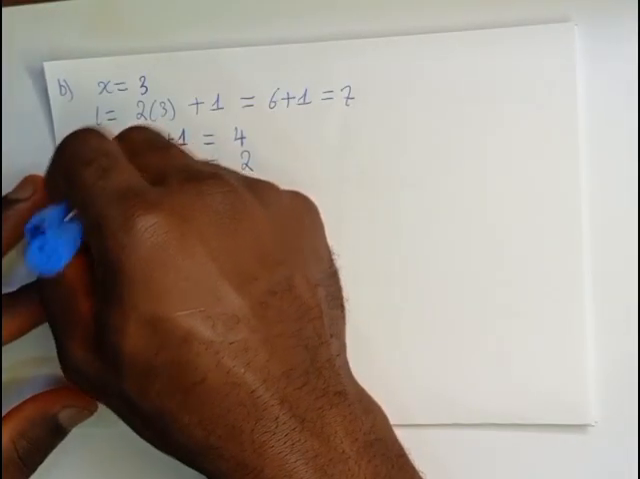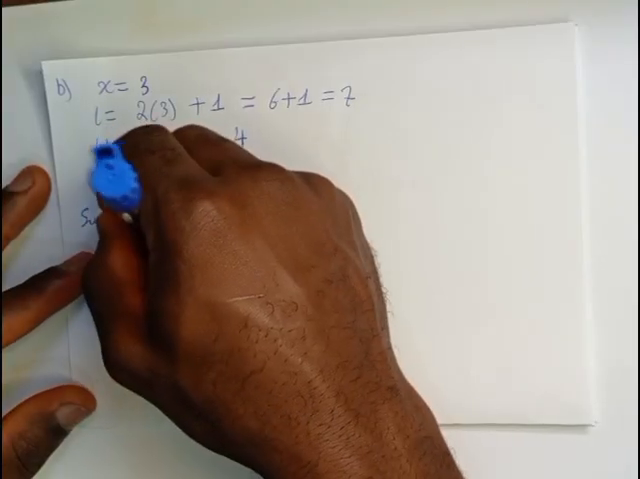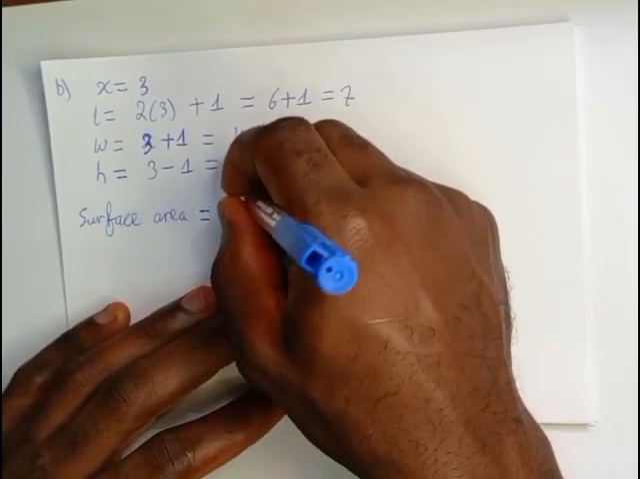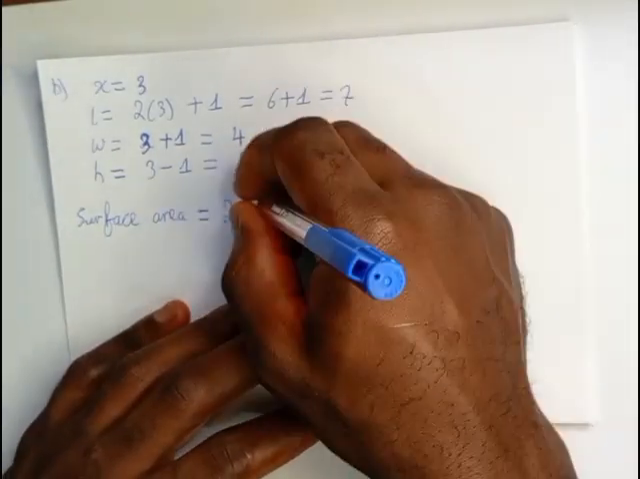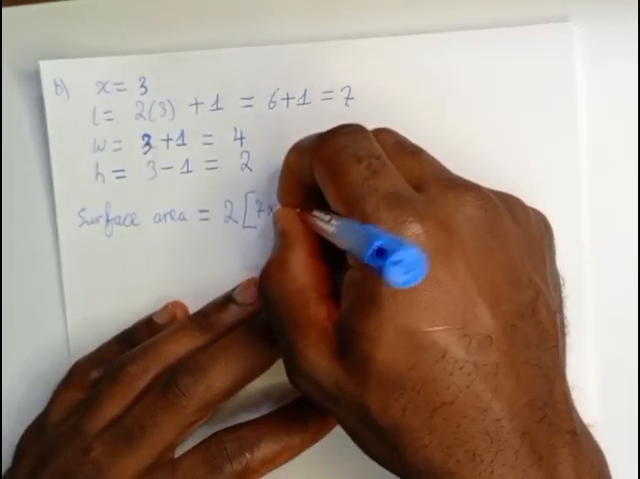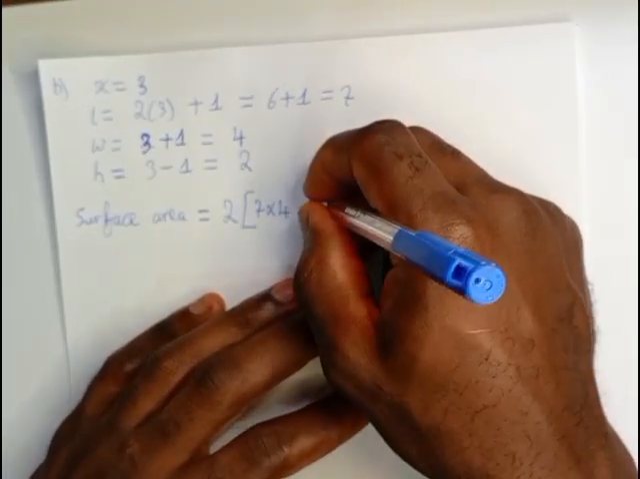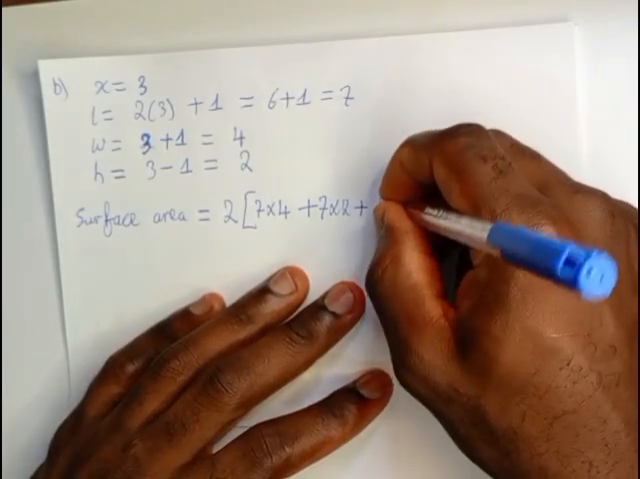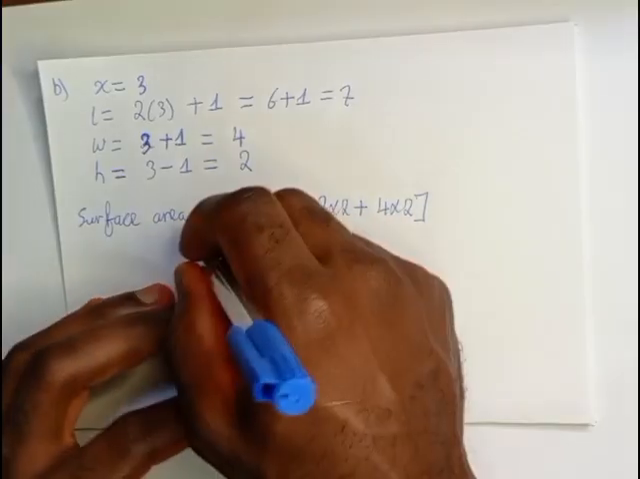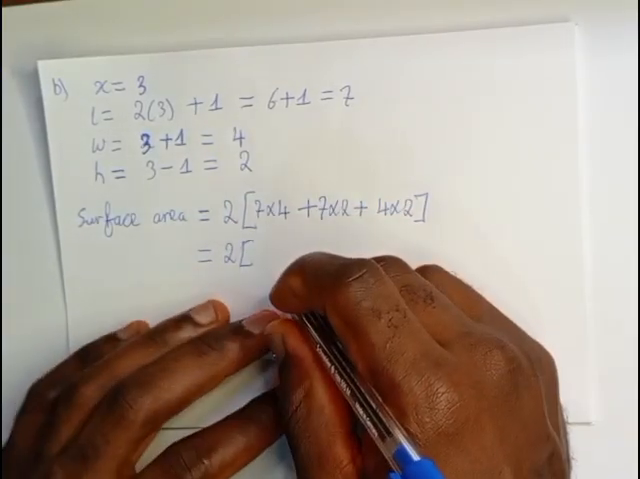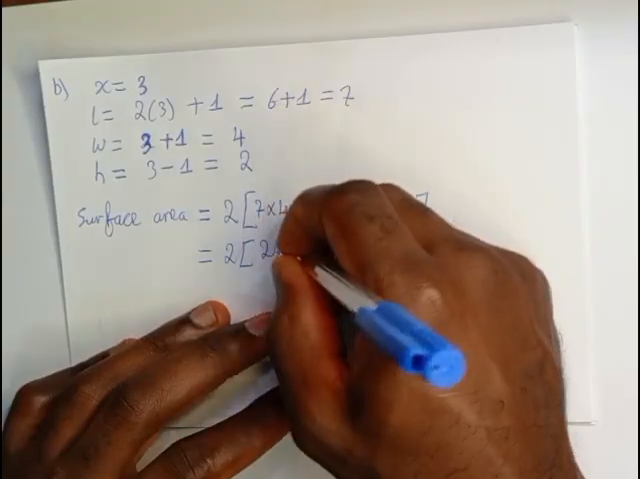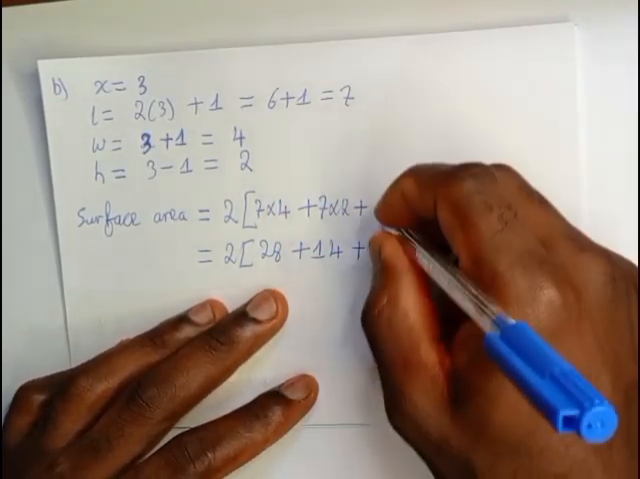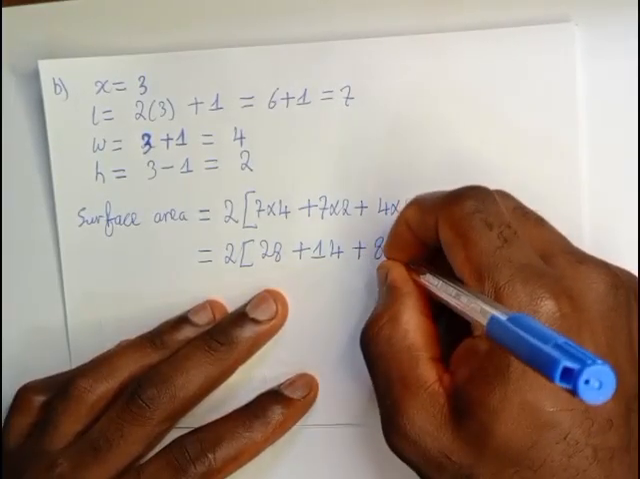The surface area will simply be equal to 2 times, we take the length times the width, 7 times 4, plus, we take the length times the height, 7 times 2, plus, we take the width times the height, 4 times 2. This will be equal to 2 times 7 times 4 gives us 28, plus 7 times 2 gives us 14, plus 4 times 2 gives us 8.